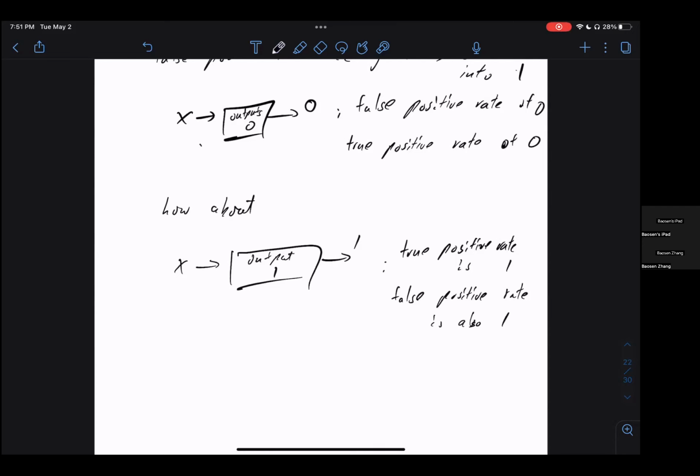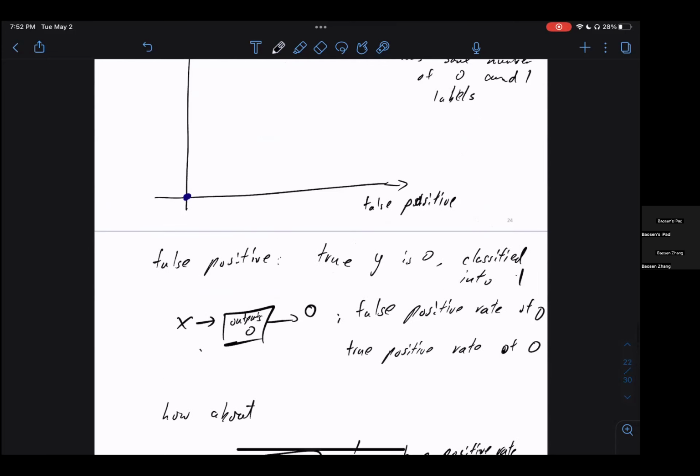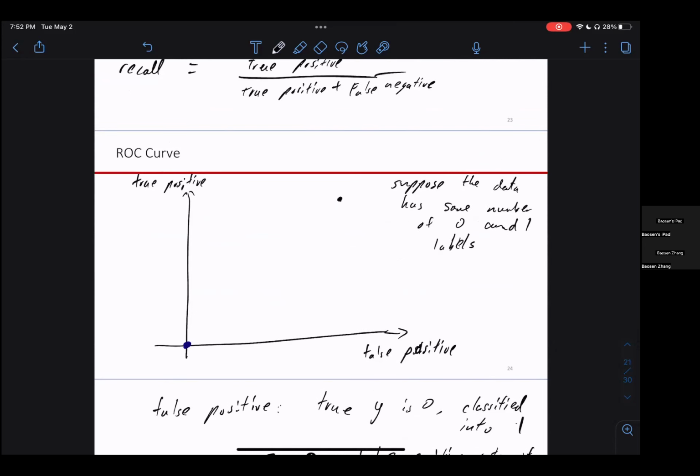Does this statement make sense? These two are extremely dumb classifiers, but what they do is they achieve 2 points on this curve. There's a classifier that always outputs 0, and a classifier that always outputs 1. On this curve, you can achieve these 2 points.